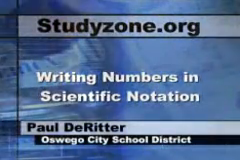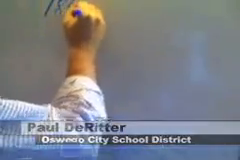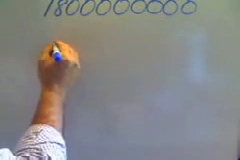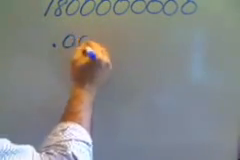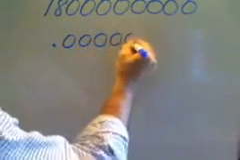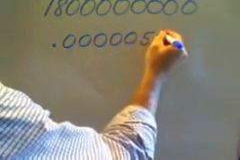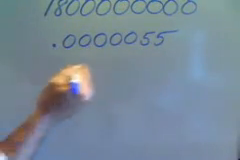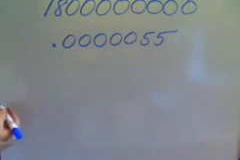Oftentimes we're faced with having to work with extremely large numbers. For example, how many grains of sand are there on a square mile of beach? Maybe that's how many there are. We also have to work with extremely tiny numbers. For example, what's the diameter of an atom in centimeters? Again, I have no idea whether that's right or not, but that certainly is a little number.